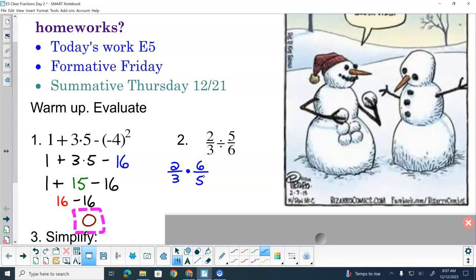No. So you're saying divide this one by 3. And that gets me 1. Divide this one by 3. And that gets me 2. Yeah.